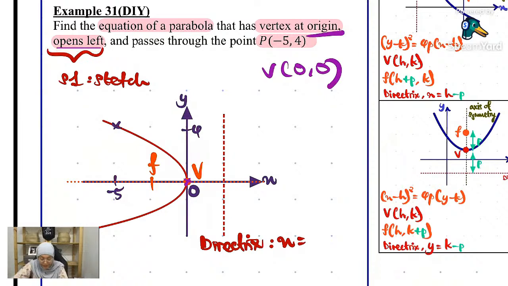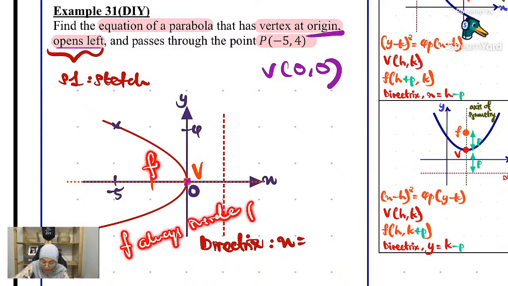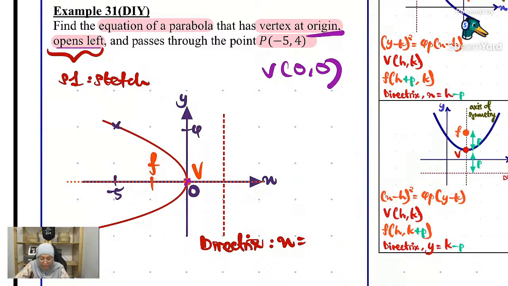Open left, okay? And then I already have my 0, 0. I do not have focus. I do not know what this is, so I gotta find it, but at least I know where F is. F is always inside the parabola. So when F is inside of the parabola, I'm fine. I'm totally fine. I just gotta know what the coordinate is.